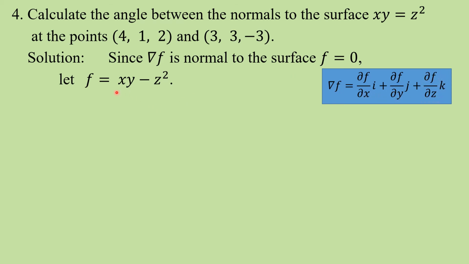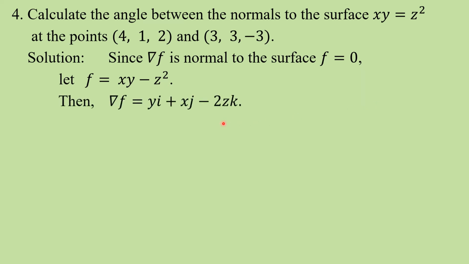So partially differentiate f with respect to x. That gives y. Partially differentiate f with respect to y, component of j, that is nothing but x. Differentiate f partially with respect to z, component of k, that is -2z. So I have yi plus xj minus 2zk as the normal to the surface.